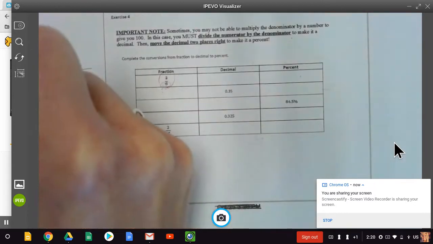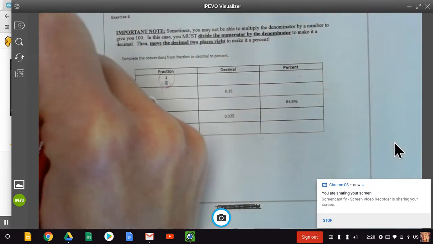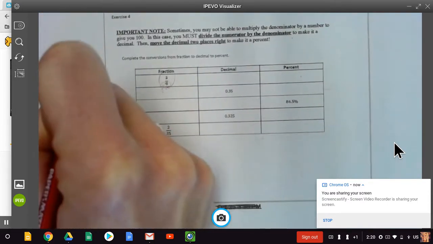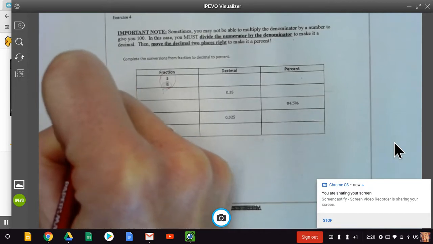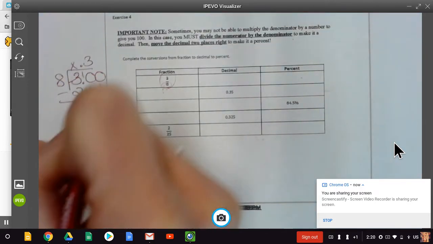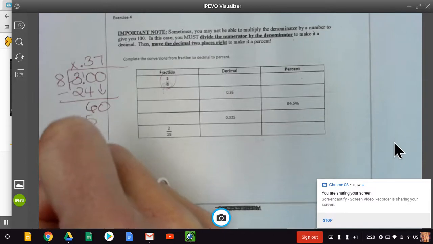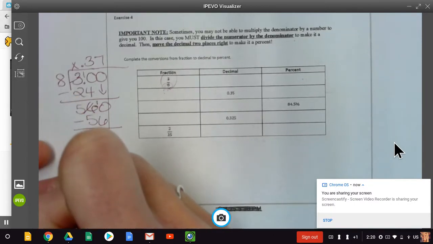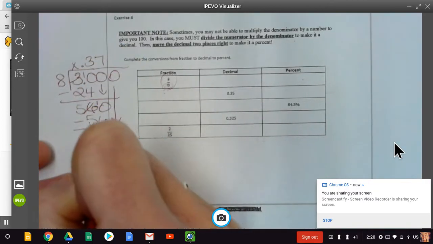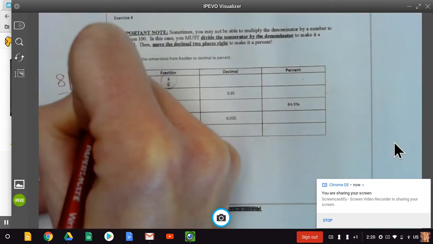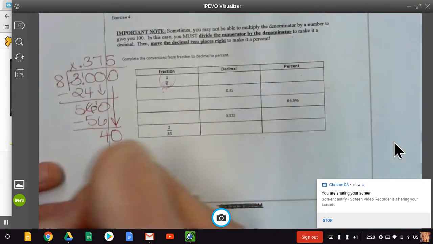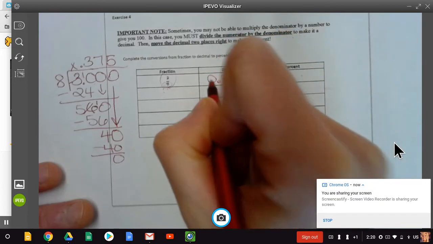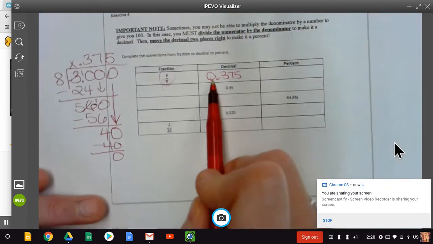So we're going to divide this out. 8 goes into 30 3 times. It gives us 24. We're left with 6 because we have to borrow. Add another 0, bring it down. 8 goes into 60 7 times. That gives us 56. We have to subtract, borrow. We get 4. Add another 0, bring it down. 8 goes into 40 5 times. So we get 375 thousandths for our decimal. You should always have the placeholder 0 in front if there isn't a whole number there.